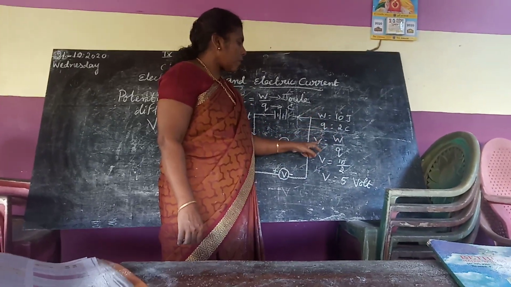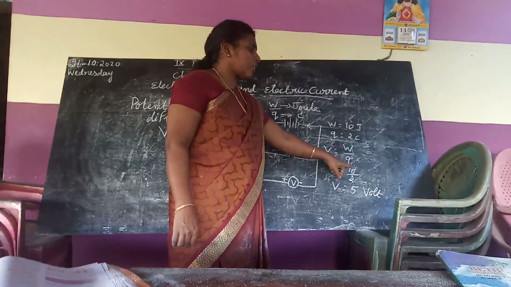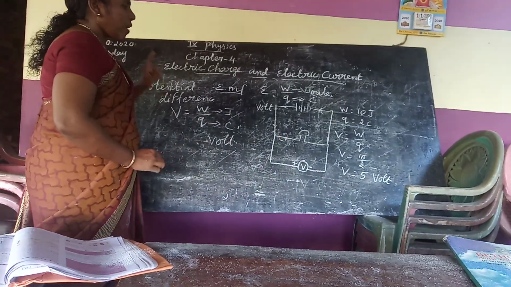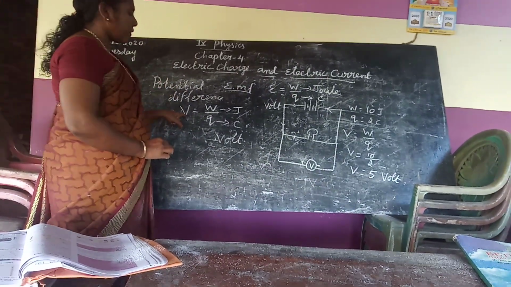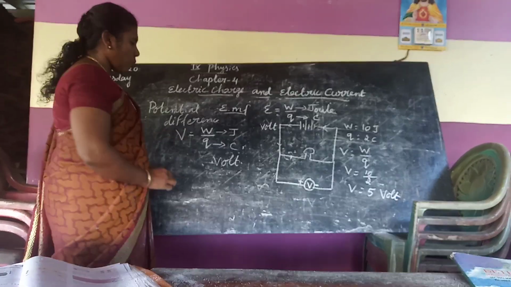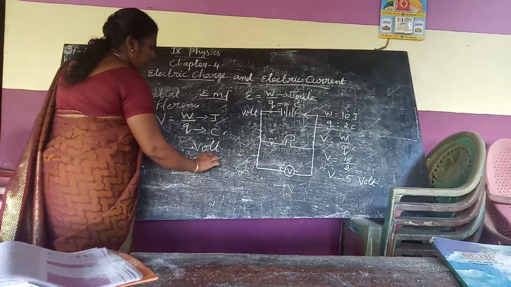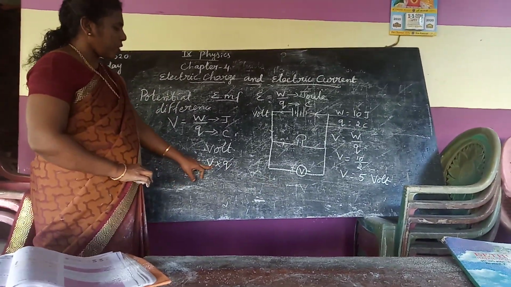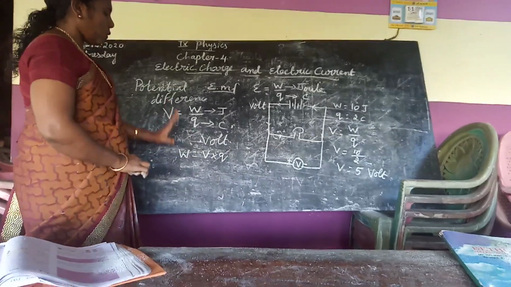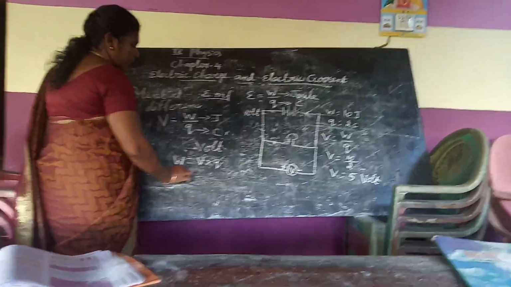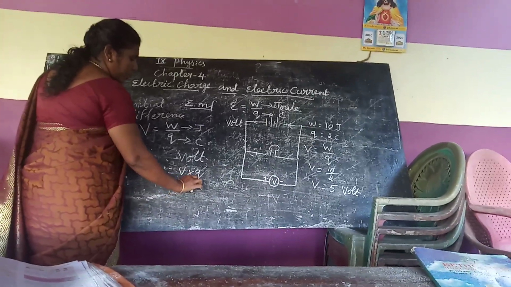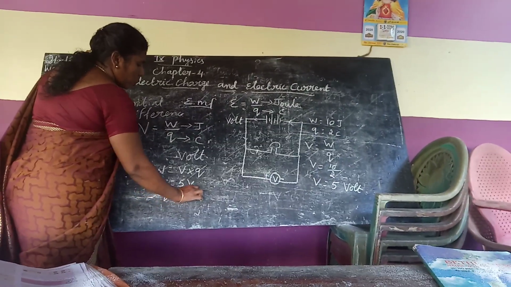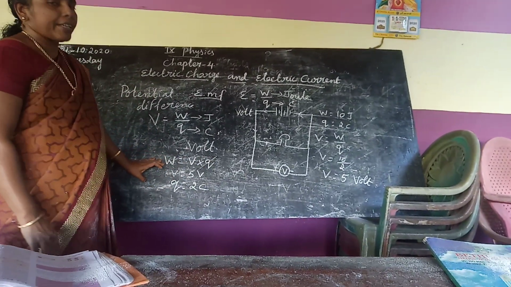Suppose the potential difference is given and the charge is given, and you have to find work done. What is the formula? W equal to V into Q. By using this formula you can find it. The potential difference is given, V equal to 5 volt, and the charge is given, Q equal to 2 coulomb. You have to find work done.